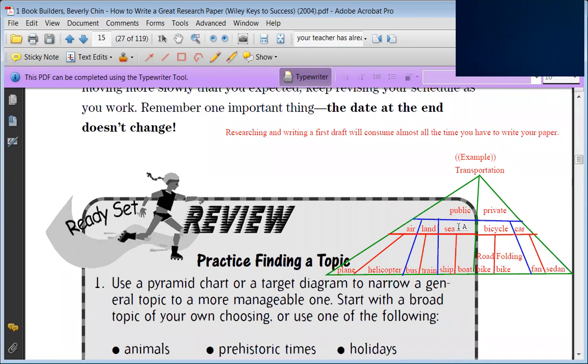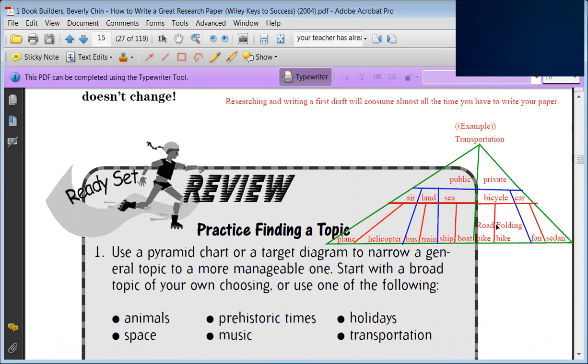And then public transportation is divided into air, land, and sea transportation. The private is divided into bicycle and car. And then we also divided the air and land and sea transportation into smaller topics. For example, by air, we have a plane and helicopter. By land, we have buses and trains. And by sea, we have ships and boats, and so on.